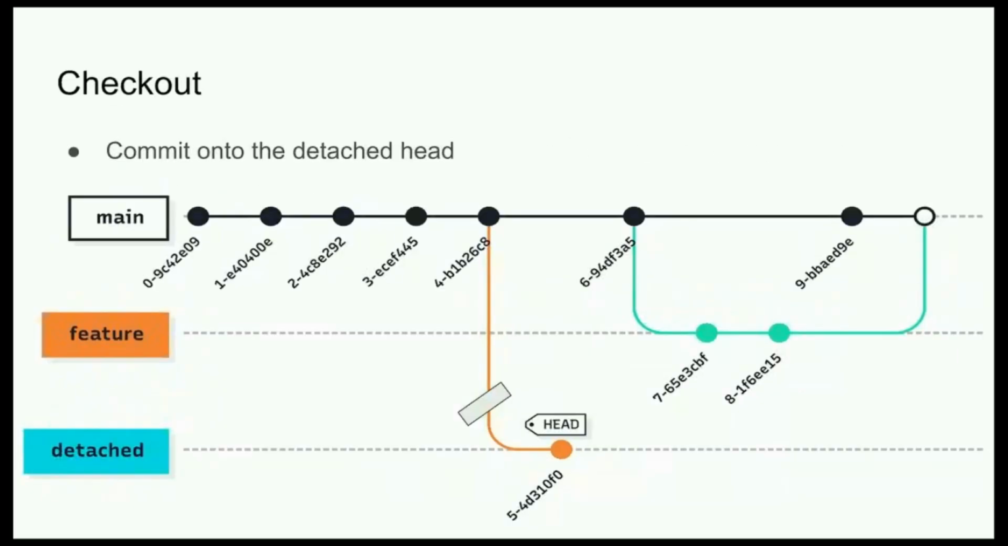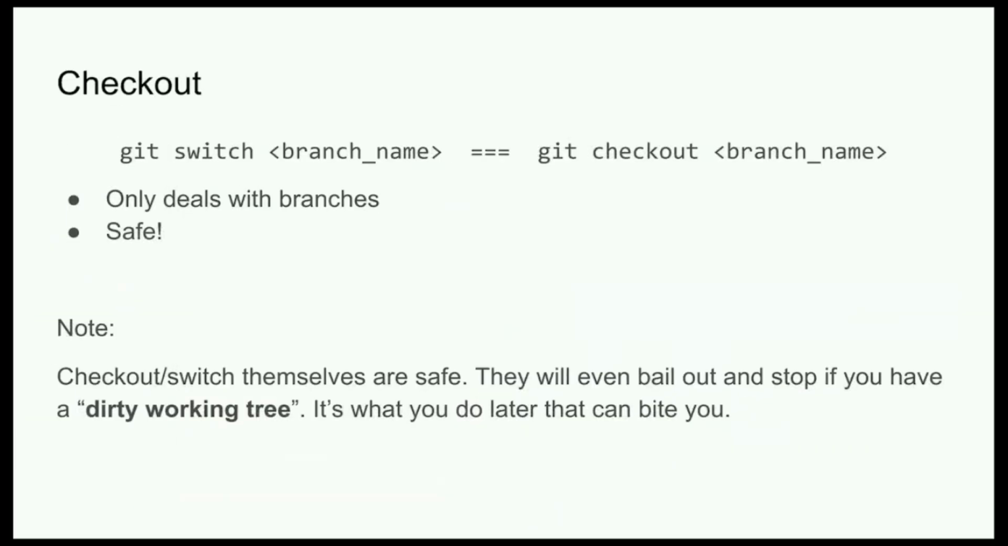So checkout gives us the ability to deal with branches and commits. More recently, I think it was added in 2023, there's switch. Now we can say git switch and give it a branch name. This does not accept a hash. This guarantees that you can only ever deal with branches. So it's safe. You're not going to end up committing on a detached head.